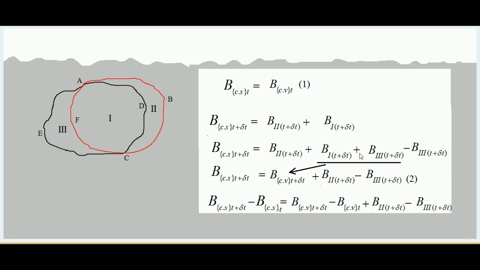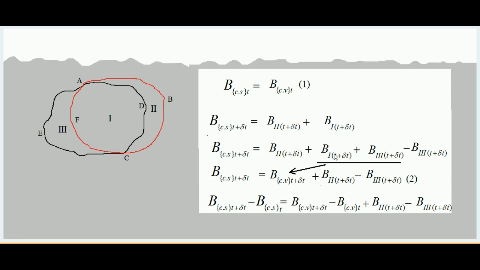Now in this equation, on the right hand side, I am adding B third at t plus del t as well as subtracting the same, minus B third at t plus del t. So I am adding some entity to the RHS of this equation as well as subtracting it, so there is no change in this equation, the context remains the same. Now what is B third at t plus del t? It is the amount of property of control system which has entered inside this control volume at time t plus del t. So I hope you understood that I am adding B third at t plus del t as well as subtracting it, so there is no change.